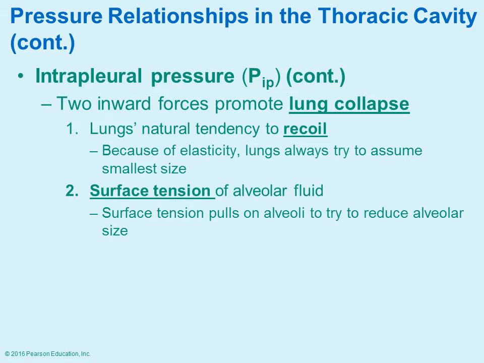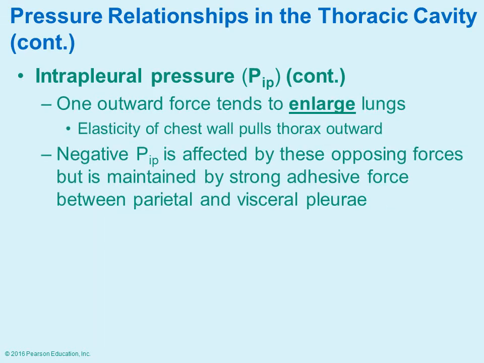The intrapleural pressure helps to promote certain things. You obviously do not want the lungs to collapse. The natural tendency for the lungs, because of their elasticity, is to recoil and become the smallest size, and you don't want that to happen. They have to be able to move. And then you've got surface tension of the alveolar fluid. So those things are working against the pressure that enlarges the lungs.